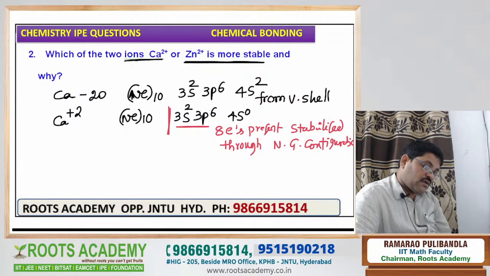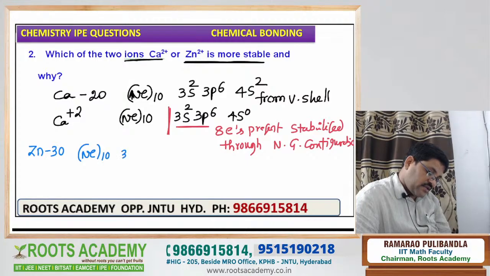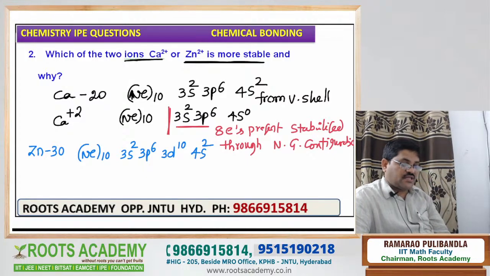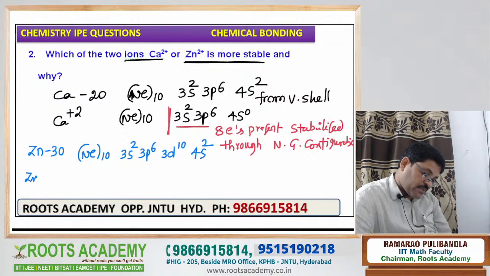And come to the configuration of the zinc. Zinc atomic number 30. For 30, what do you write? Neon 10, 3s2, 3p6, 3d10, 4s2. This is the configuration of the zinc. What is the meaning of Zn plus 2? Removal of the 2 electrons from the valency shell of the 4s. Now from that, what do you get?